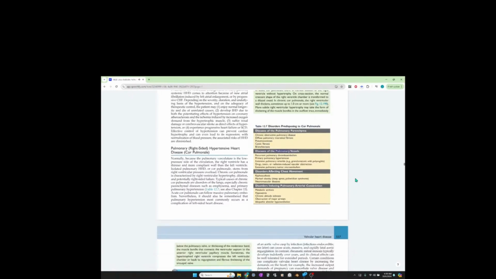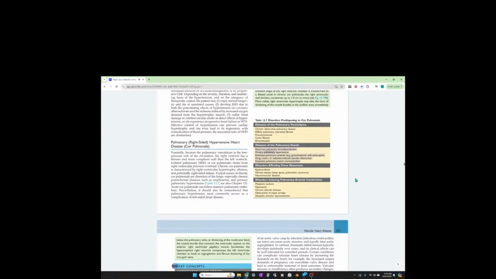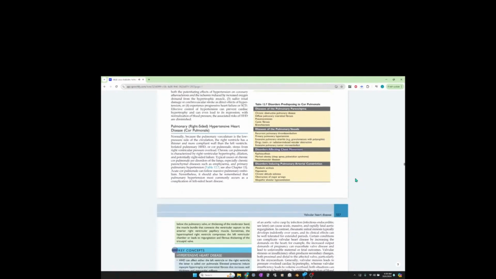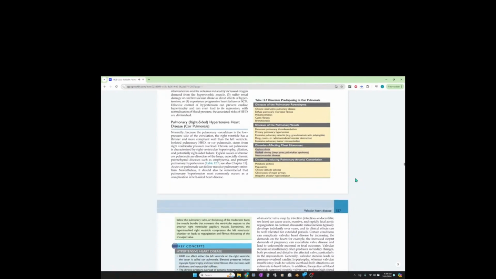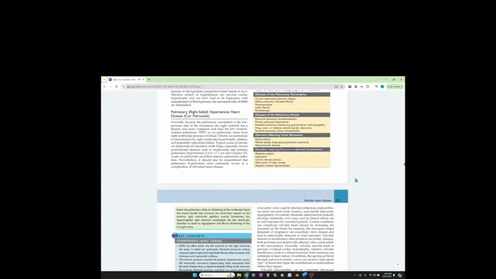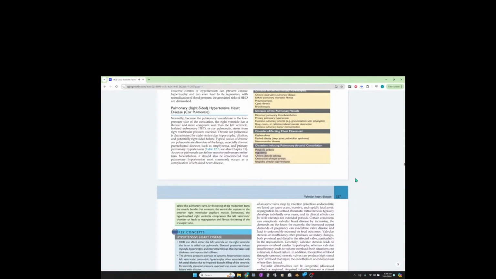Diseases of the pulmonary vessels: recurrent pulmonary thromboembolism, primary pulmonary hypertension, extensive pulmonary arteritis, drug, toxin, or radiation-induced vascular obstruction, extensive pulmonary tumor, microembolism. Disorders affecting chest movement: kyphoscoliosis, marked obesity, neuromuscular diseases. Disorders inducing pulmonary arterial constriction: metabolic acidosis, hypoxemia, chronic altitude sickness, obstruction of major airways, idiopathic alveolar hypoventilation.